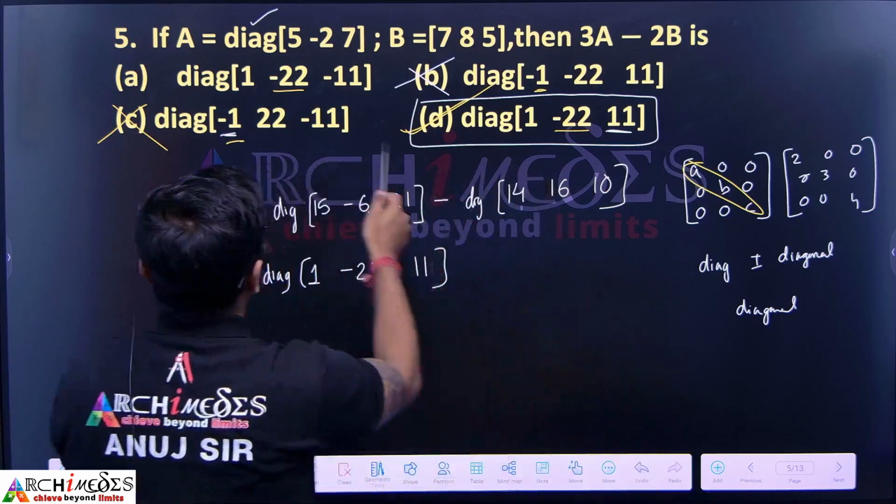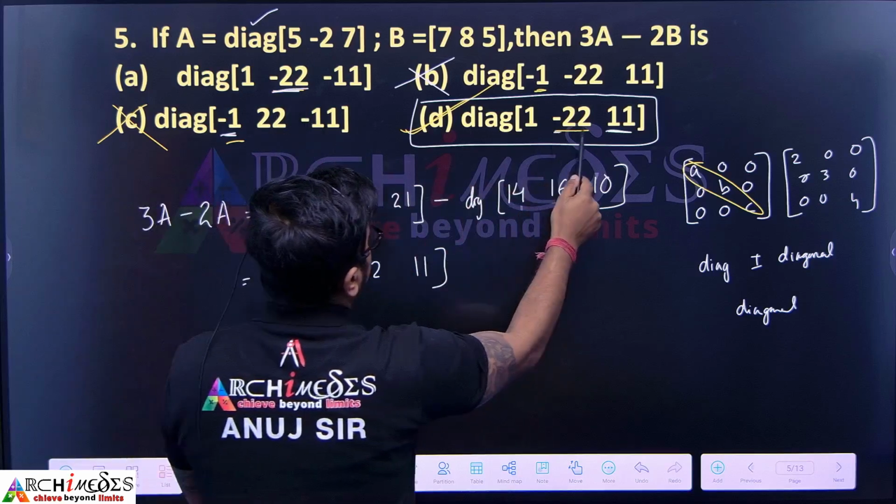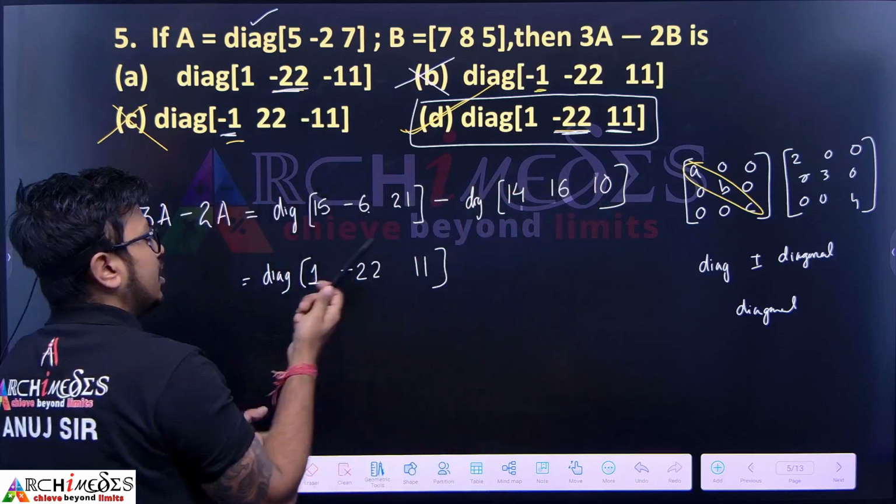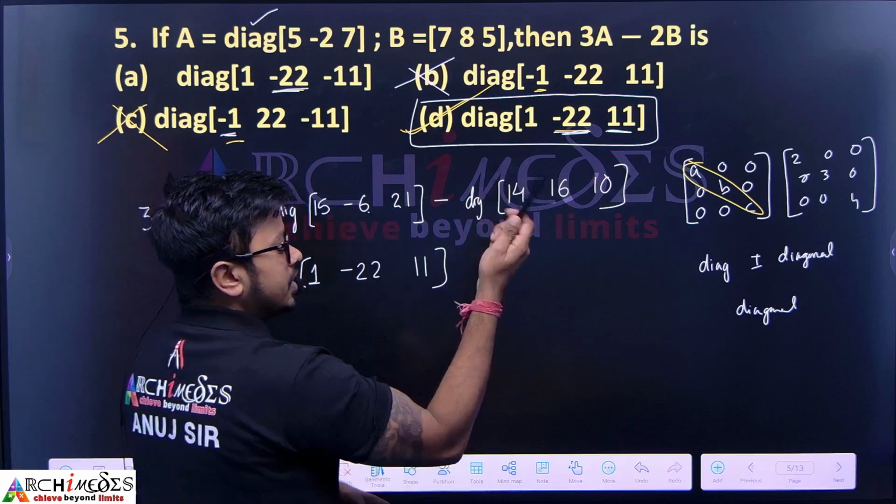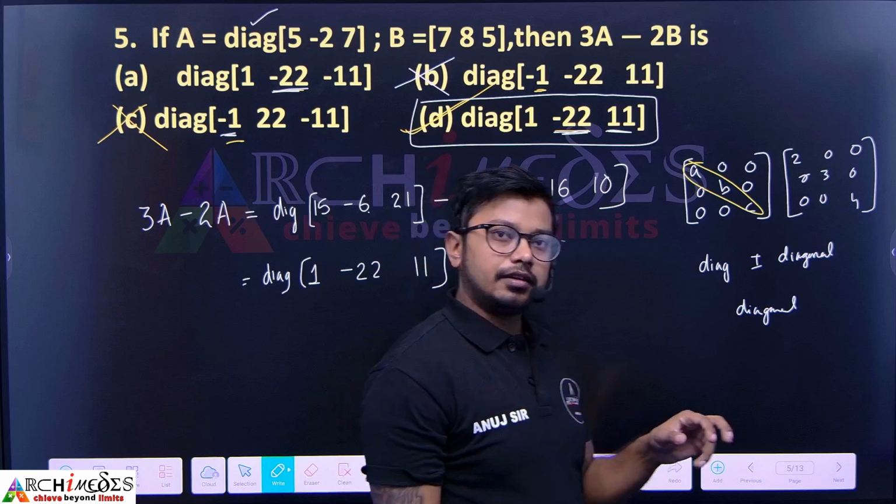So in A and D, we see that the middle element is minus 22 here also, here also. So I'm not checking the middle element. The middle element is obviously minus 22. So I'm checking the third element. Clear? So next.